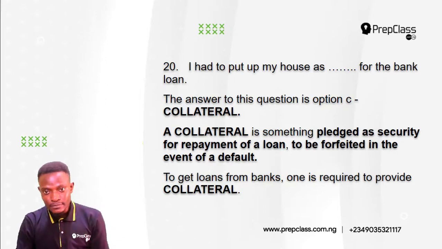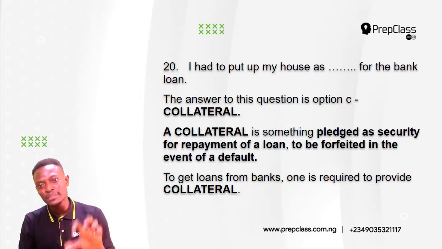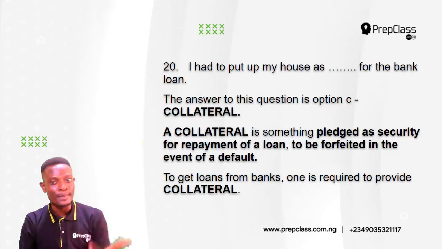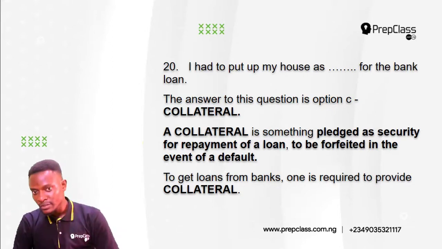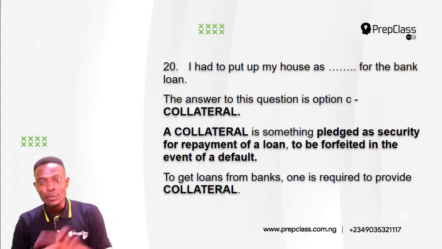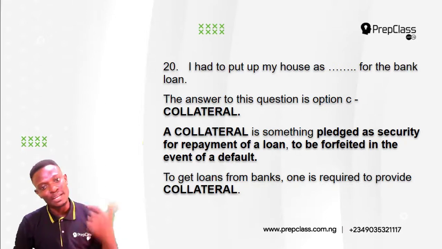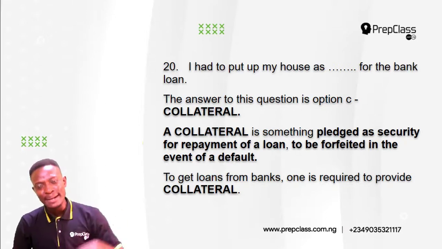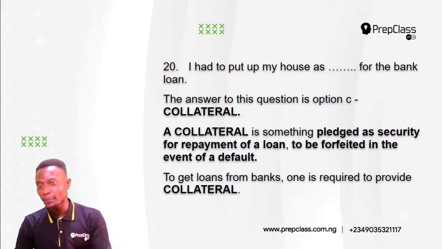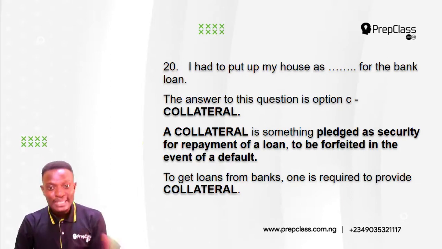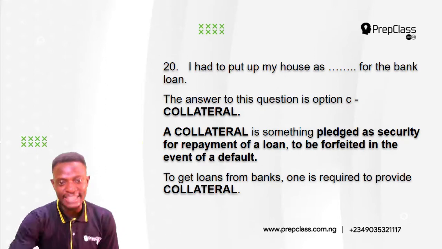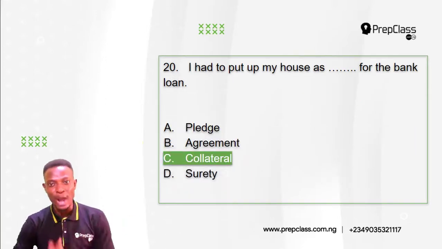Taken. So, a collateral is something pledged as security for repayment of a loan to be forfeited in the event of a default. Now, to get loans from banks, one is required to provide a collateral. Something the bank can hold on to in case you do not pay your loan. So you would forfeit that collateral. The answer is option C. I had to put up my house as collateral for the bank loan.